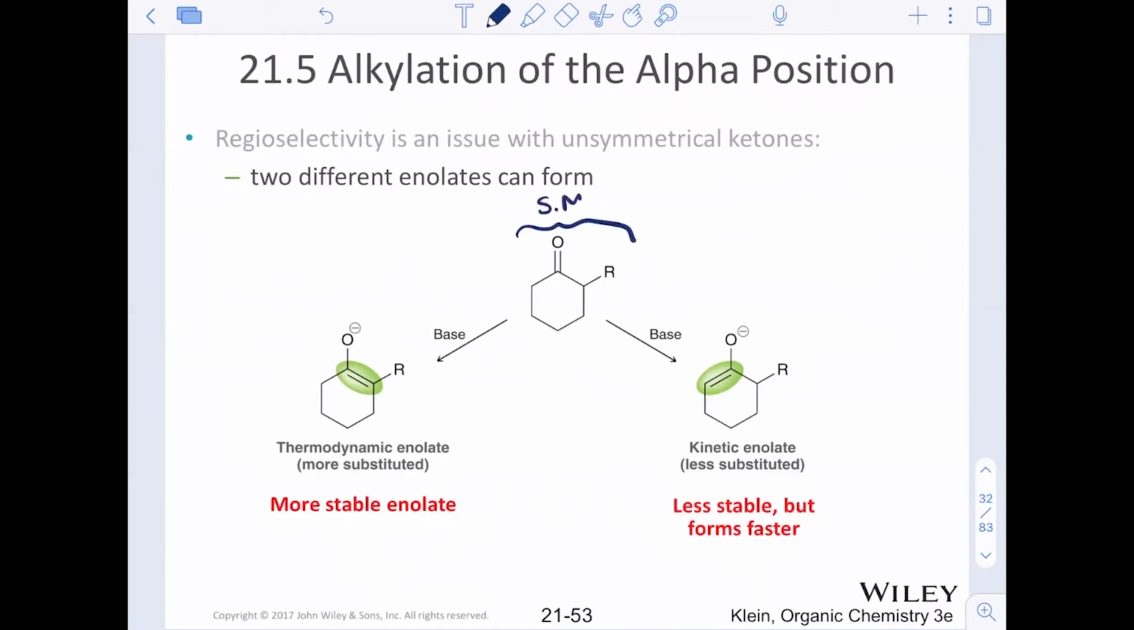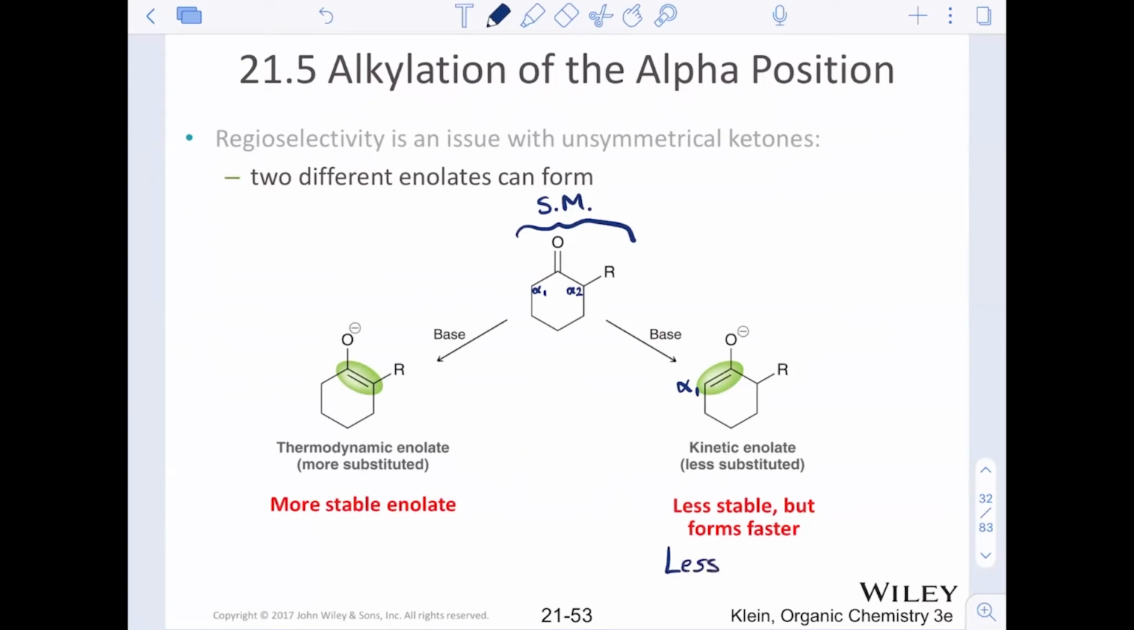Here's our starting material, and we want to alkylate. Well, I have 2 different alpha positions, alpha 1 and alpha 2. Which one do I choose? Well, it's going to be based off of the base. It's all about that base. So when we're looking at these 2 ideas, one side, the alpha 1 that I wrote there, is kinetically favorable. It's less stable, but it forms faster. Why? Less steric hindrance, okay?